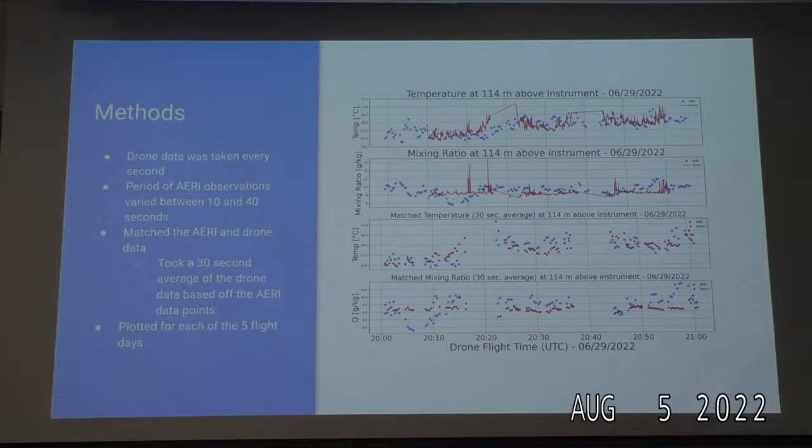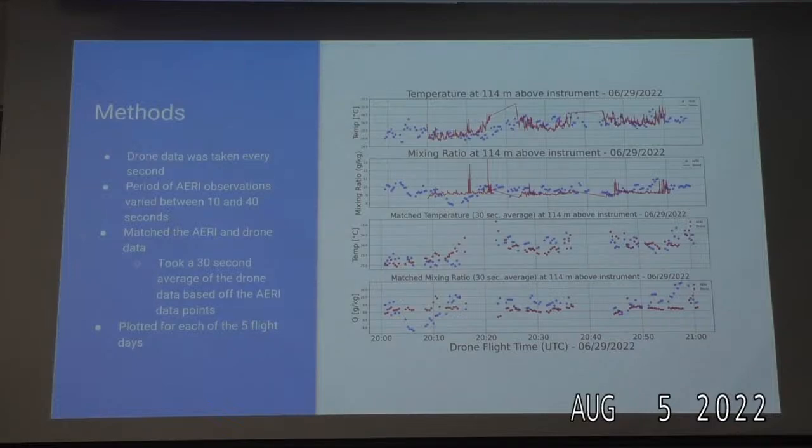And something else that we also had to take into account was that the drone data and the area both had different time intervals. The drone data was taken every second, while the area observations vary between 10 and 40 seconds. And so we had to match the area and the drone data. We took a 30-second average of the drone data based off the area data points. And so we did this before and after each data point.